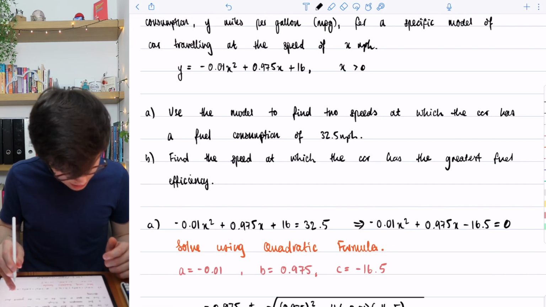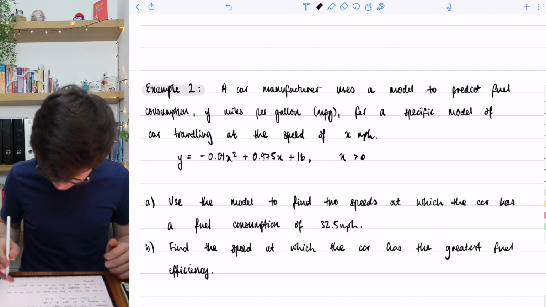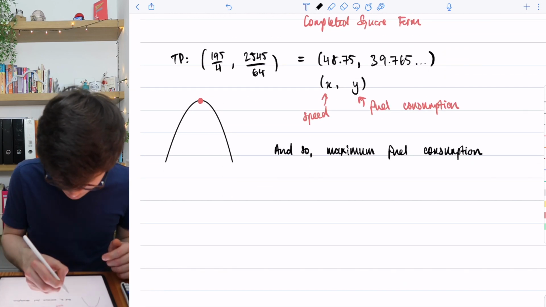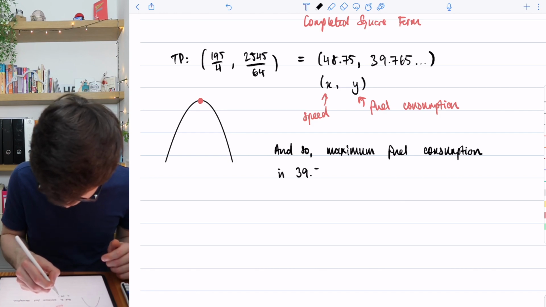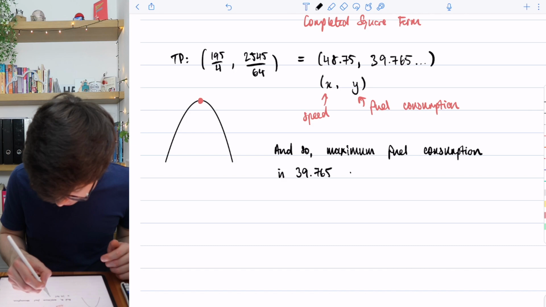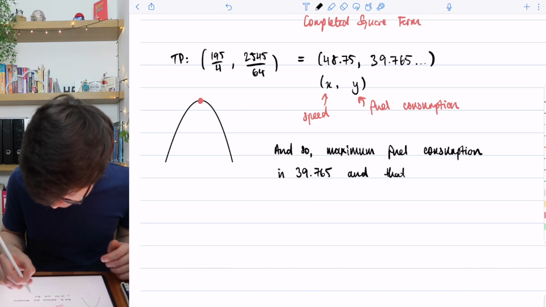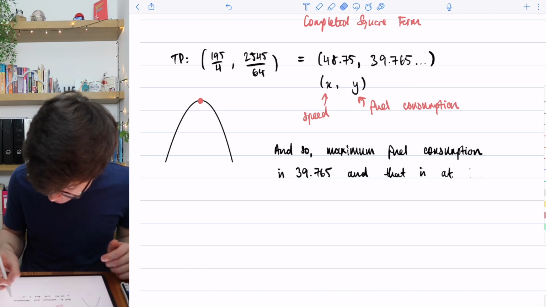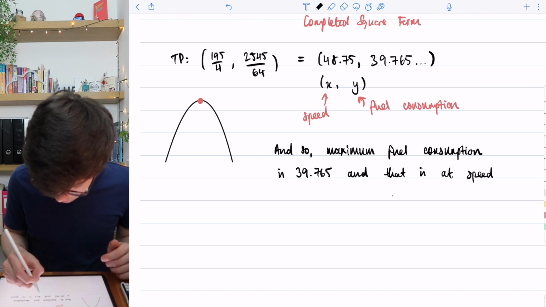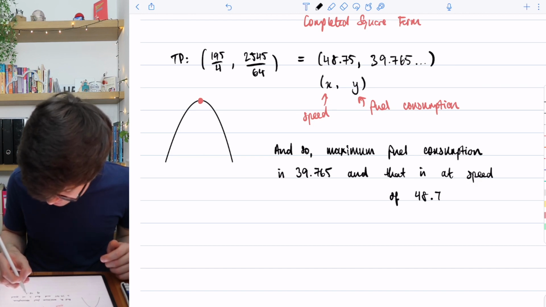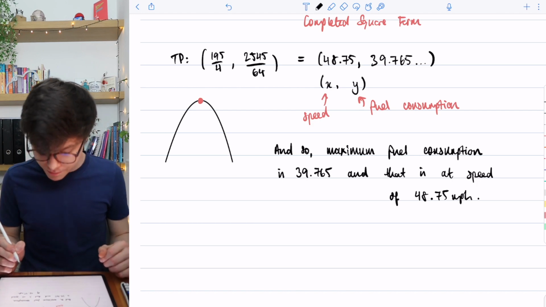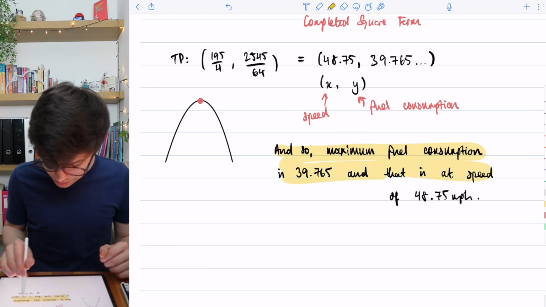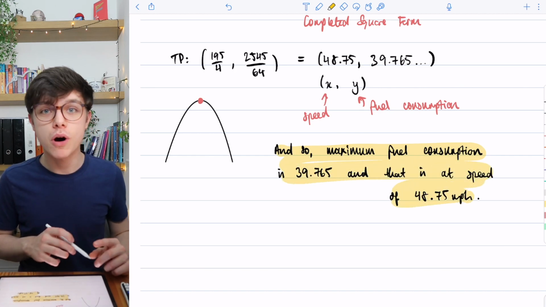or is it fuel efficiency? The greatest fuel efficiency or consumption in the question. The maximum fuel consumption is 39.765, and that is at, oh no, sorry, that is at speed of 48.75 miles per hour. Okay, and so that is your final answer. We'll highlight all of that in yellow. That's what we needed to do.